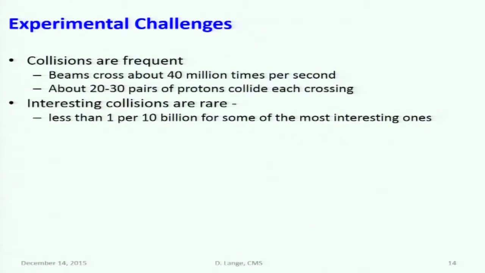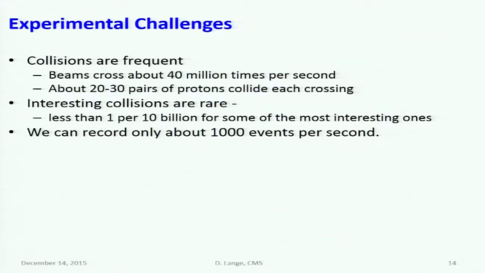The unfortunate thing from the science point of view is that most of those collisions are not the ones we're looking for. We're often looking for 1 in 10 billion or 1 in 100 billion sorts of collisions, so it's very much what we call a needle in a haystack problem, where you're really searching for something small in a large pile of data.